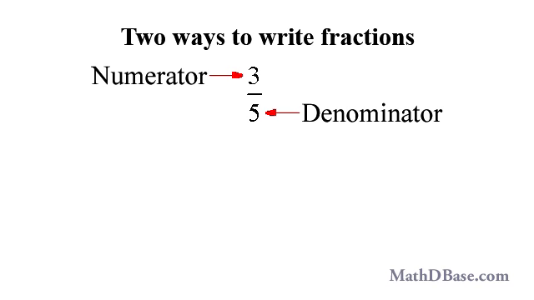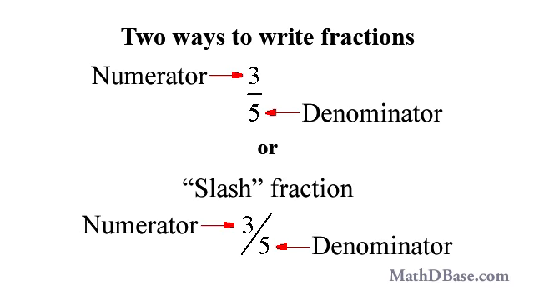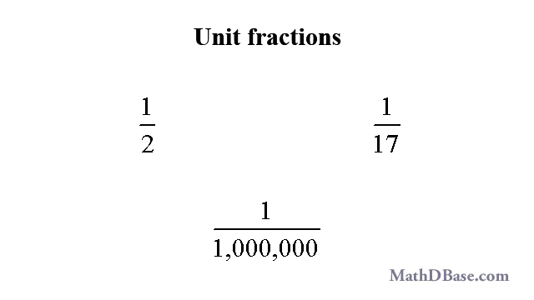Fractions can be written with a horizontal fraction line or with a diagonal fraction line, which is usually used in books to save vertical space. These are called slash fractions. In these fractions, the numerator is 3 and the denominator is 5. A unit fraction has a numerator of 1. 1/2, 1/17, and 1 over 1 million are all unit fractions.